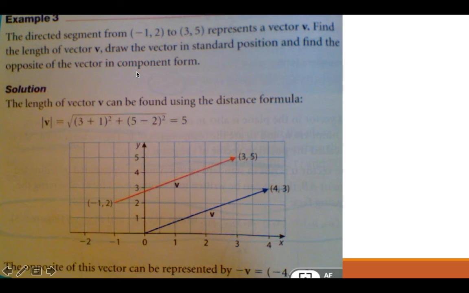Now, if I wanted to talk about the opposite of the vector, well, the opposite of the vector is going to have the same length, but an opposite direction. So it's going to start here at 0, 0, and then instead of going up and over to here, it's going to come down 3, backwards 4. So it would be over this way with it starting here at 0, 0, and then pointing downwards to this point, and it would be read as negative 4, negative 3. You could also call that negative v.